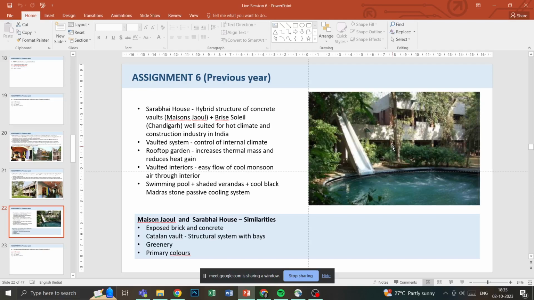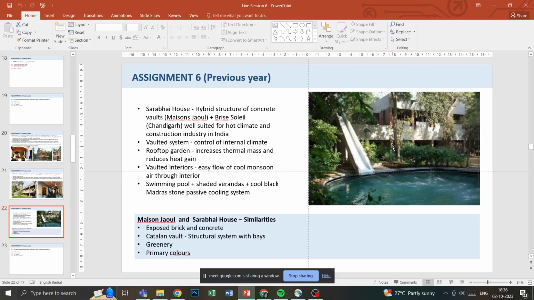So if you give a layer of rooftop garden over it, it creates a gap between the direct sunlight and the surface, which reduces the heat gain via the ceiling. The vaulted interiors allow easy flow of cool monsoon air through the interior. Like I was explaining, because the vault has been used here, and vaults act like bays, it creates bays and long hall structures, which allows easy flow of cool monsoon air.